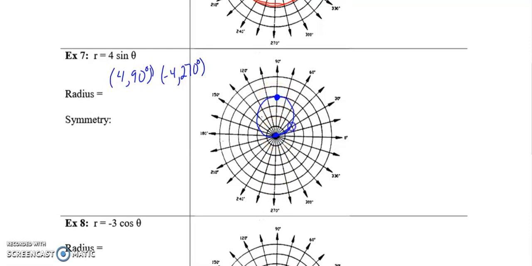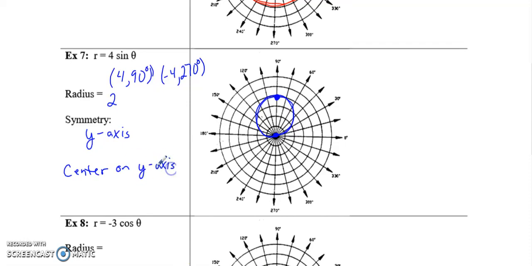Actually, it turns out that we only need half of a full rotation to get that circle. So again, because of the sine, we have the y-axis symmetry. The radius is 2 this time. Notice the center of this is at 0, 2. That's a more rectangular coordinate, but the center is on the y-axis.